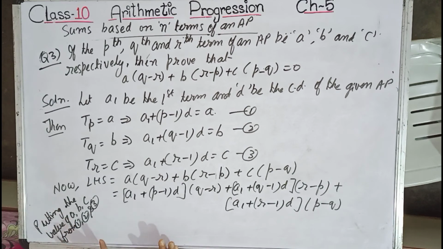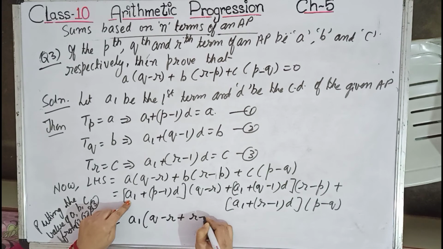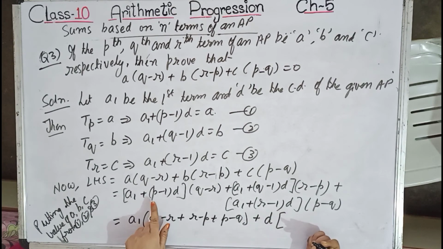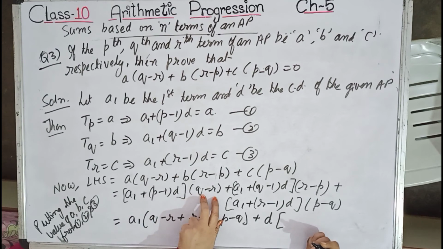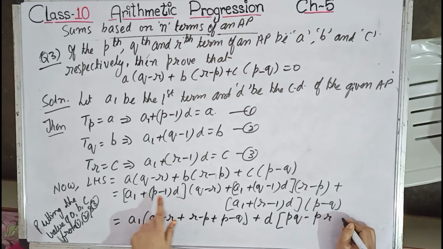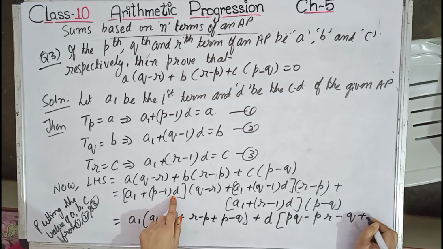Okay, now what we will do is, the d coefficient I will keep at one place and the rest of the terms I will be keeping at one place. So over here you can see this is a1 into q minus r, a1 into r minus p and a1 into p minus q. So a1 term I am keeping at one place: a1 into q minus r plus r minus p plus p minus q. Now left is d term. So over here p minus 1 into q minus r, so pq minus pr minus q plus r.